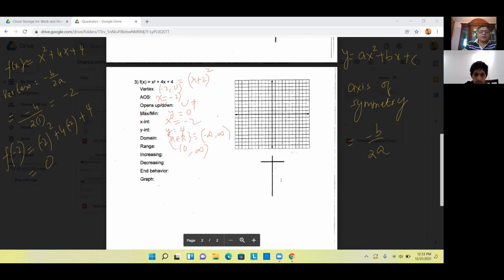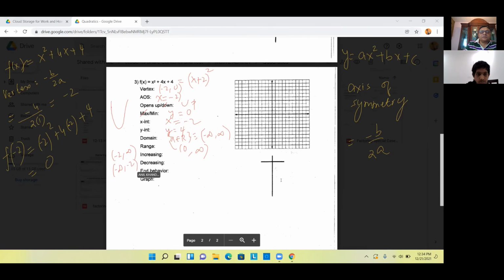So it is increasing when? The parabola is kind of like this. So it is increasing from the vertex, which is at -2, right, to infinity, and decreasing from minus infinity to -2.